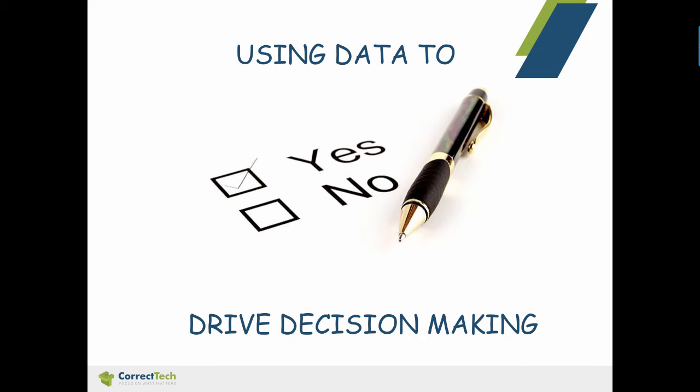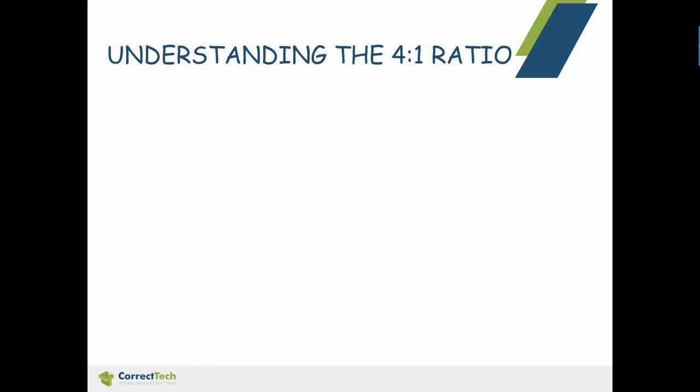Today we're going to talk about how to use data to support the decision-making process. Specifically, we're going to talk about addressing the 4-to-1 ratio with clients. So what is the 4-to-1 ratio? The 4-to-1 ratio is the number of positive reinforcements to sanctions that are provided to clients.